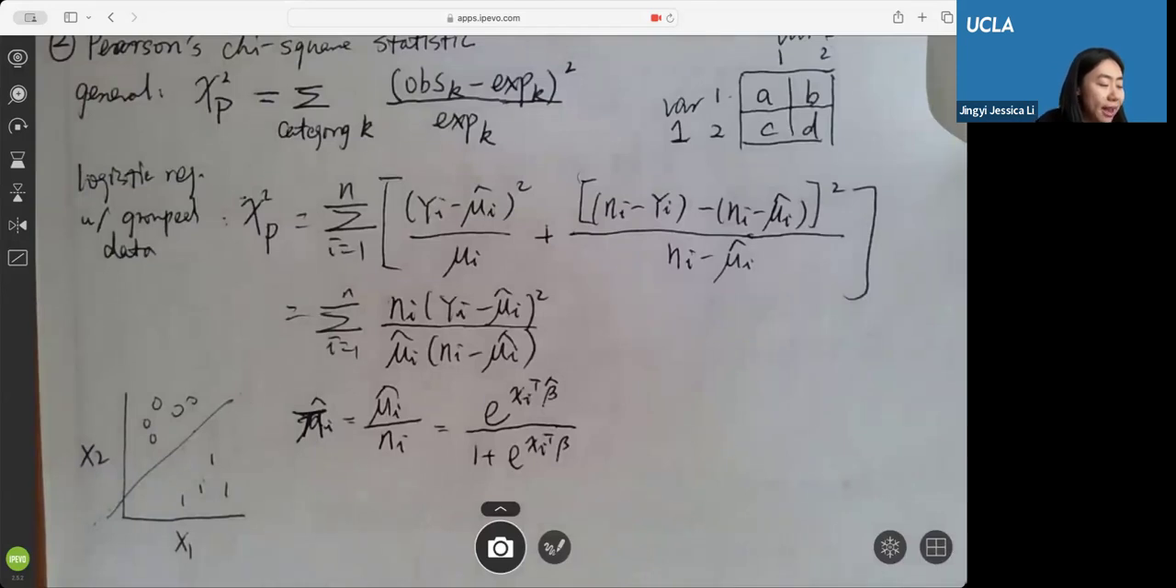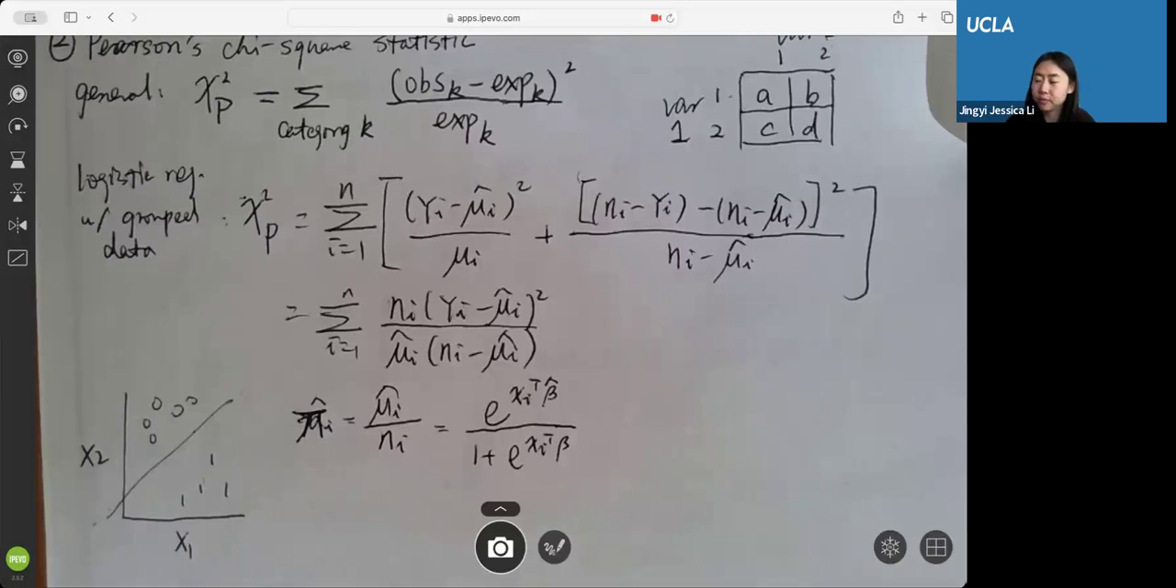Again, I want to say that the idea of doing this goodness of fit test is very general. What it tries to answer is whether you think the model fits data well enough so you are happy with the model or you choose the model. Because you don't want to choose a model that is interpretable but fits data too poorly because that may not be meaningful. Finally, I want to say this Pearson's chi-square statistic.